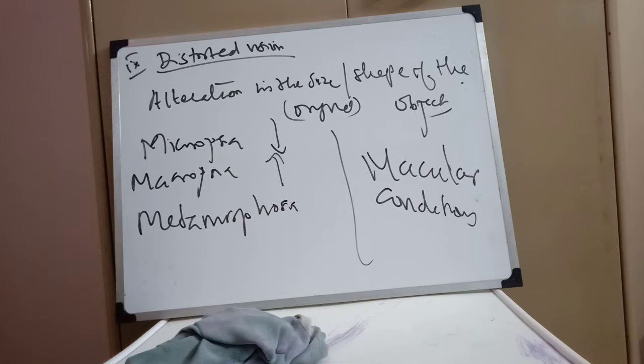So you should ask like that, distorted vision. Remember, for any symptom that you are going to ask, if the patient gives a positive history, you have to ask onset, duration, aggravating, relieving, associated factors. This is the dictum for any symptom that the patient comes up with. Okay.